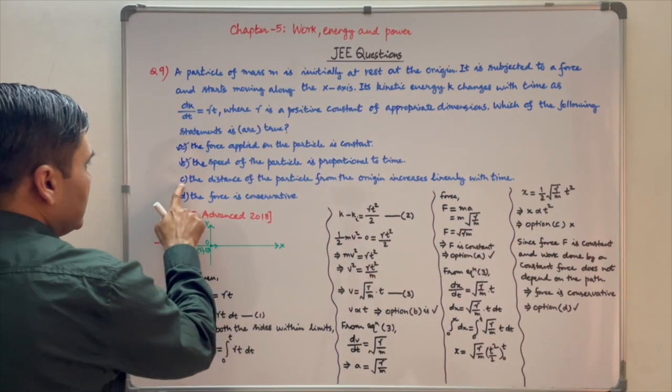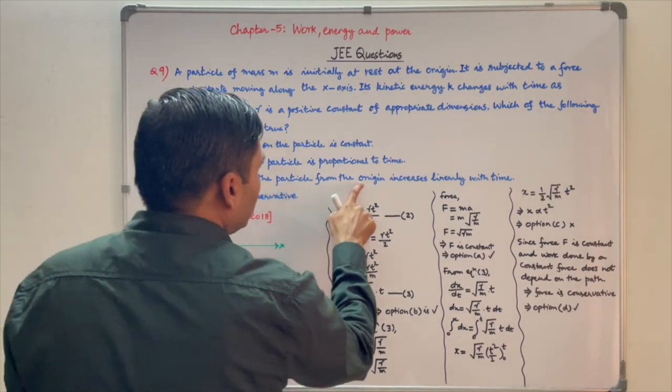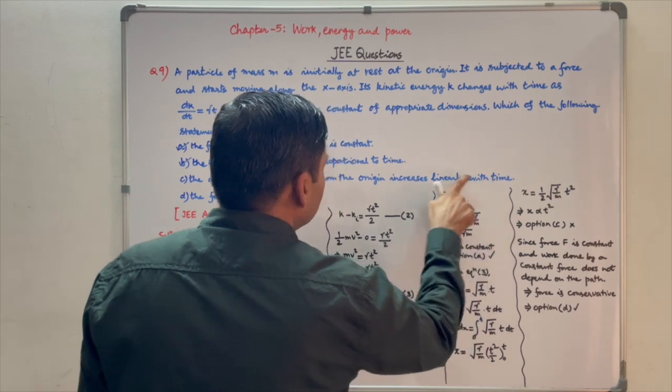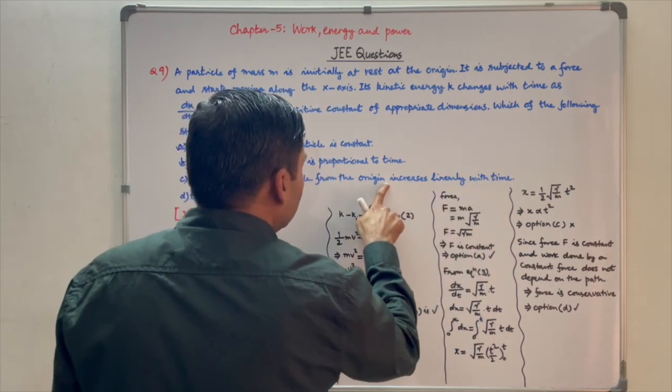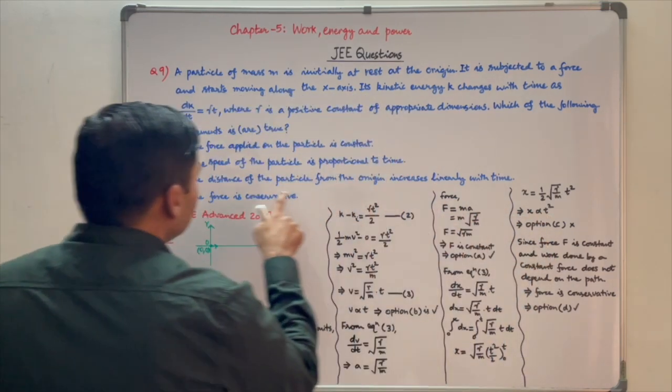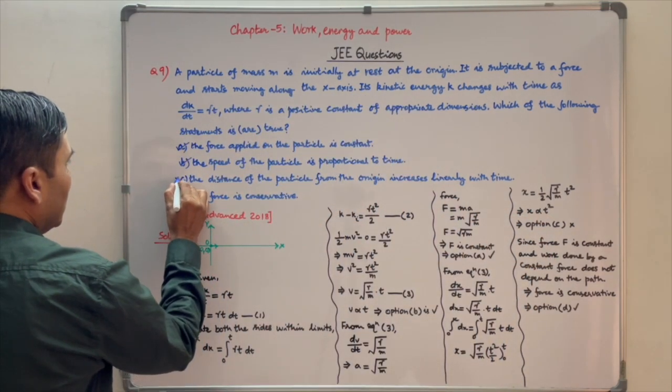Statement C says the distance of the particle from the origin, that is x, increases linearly with time. This means x is proportional to t. That is incorrect because x is proportional to t square. So this statement is wrong.